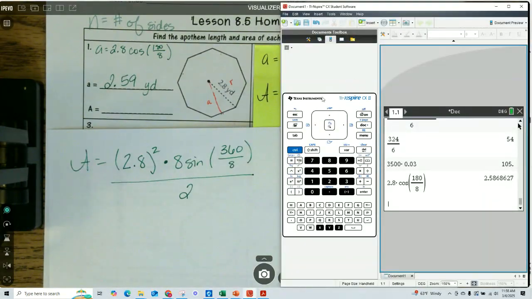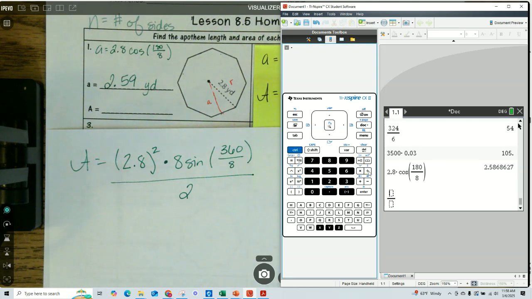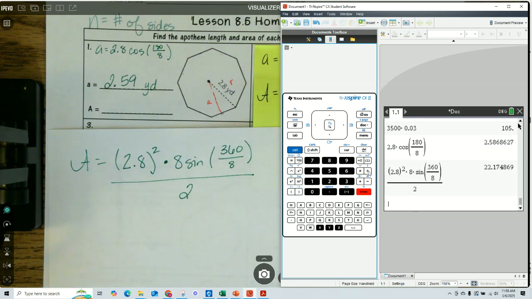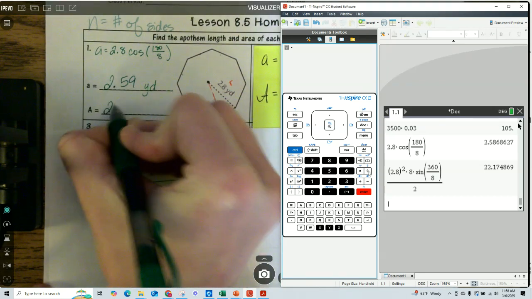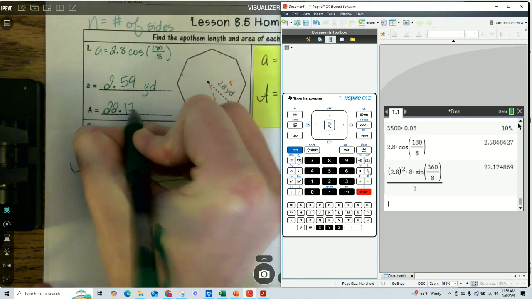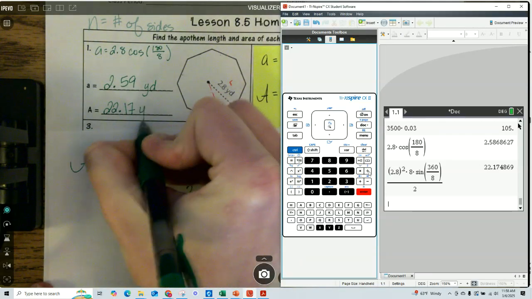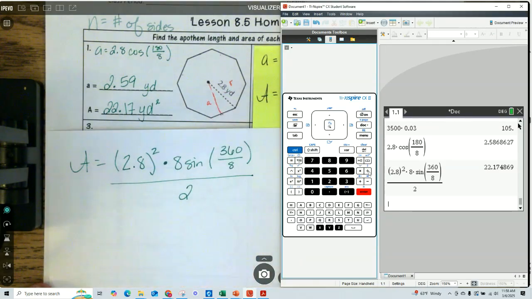So there's no N-solve, none of that craziness today. I'm just going to put a fraction in. I'm going to do 2.8 squared times 8, sine, and then 360 over 8, and then over 2. Rounding to 2 decimal places again, we get 22.17, and this is going to be yards squared.